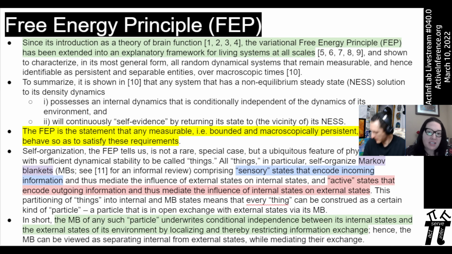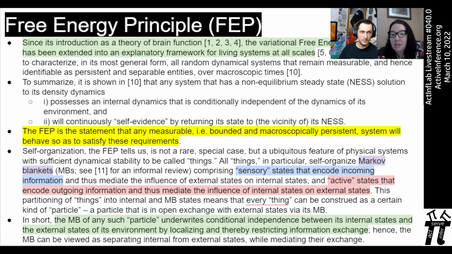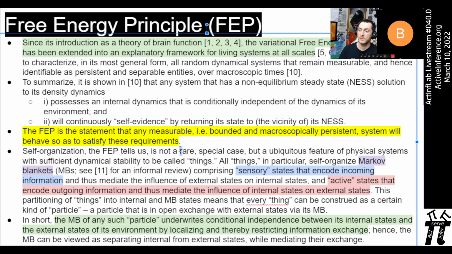Since its introduction as a theory of brain function, the variational free energy principle has been extended into an explanatory framework for systems at all scales. The FEP is a statement that any measurable, bounded, and macroscopically persistent system will behave to satisfy these requirements. What else, Daniel?